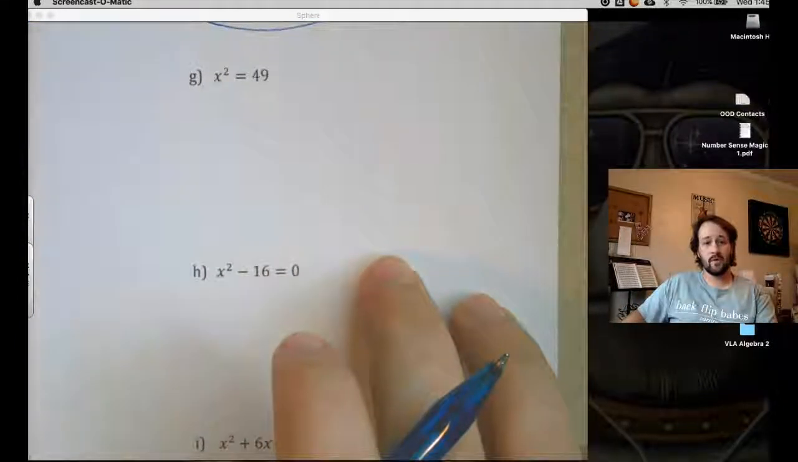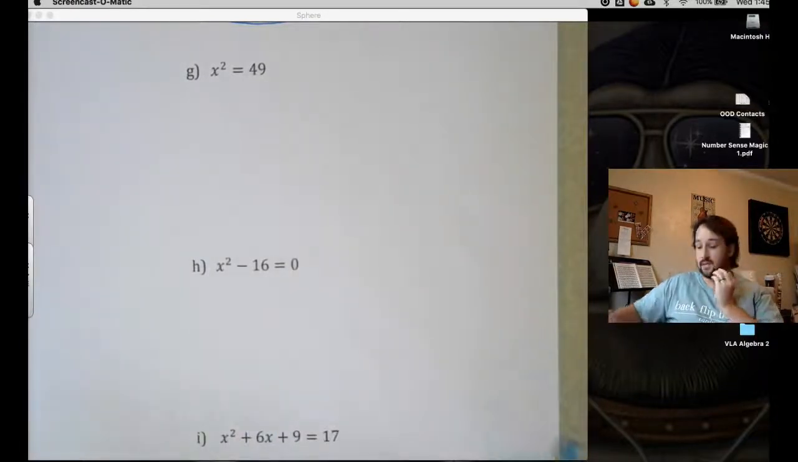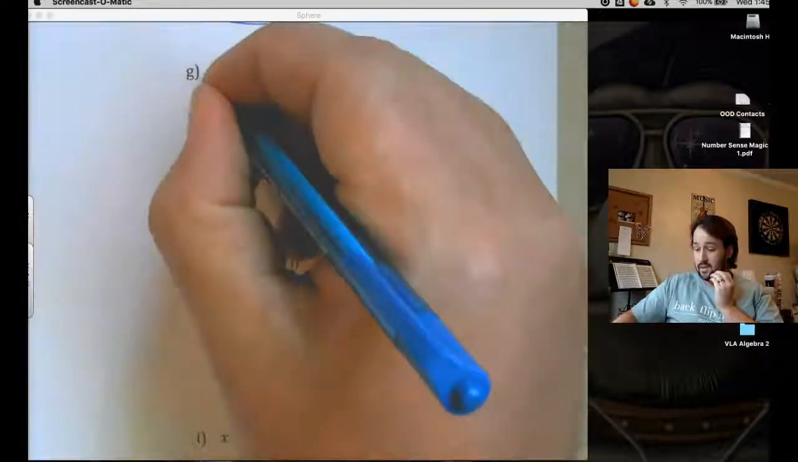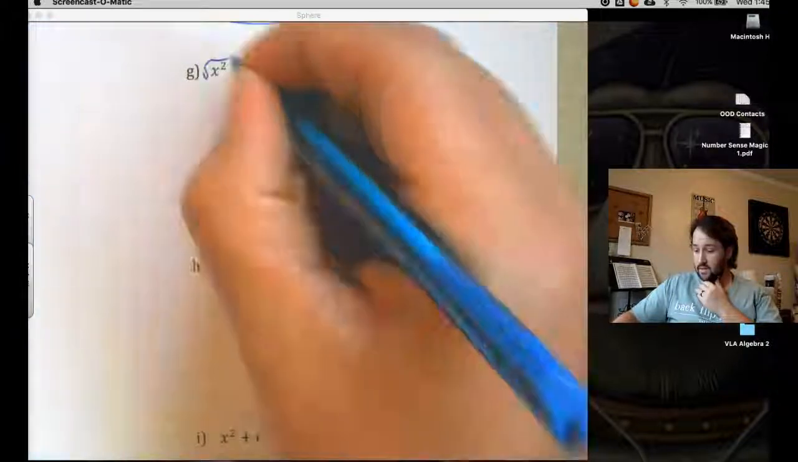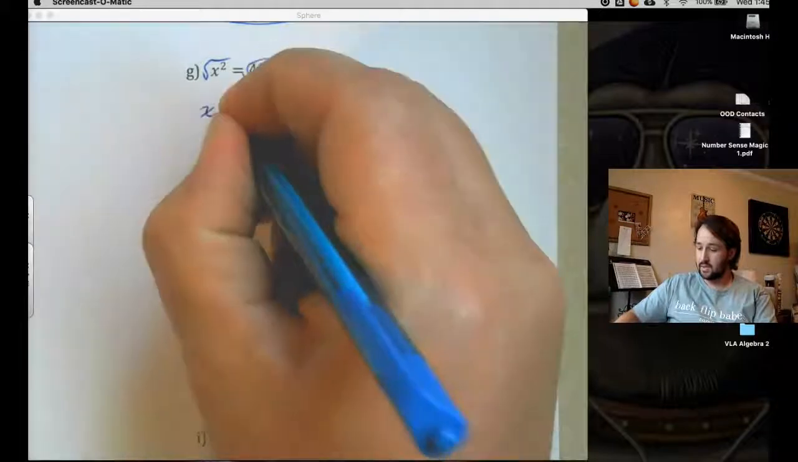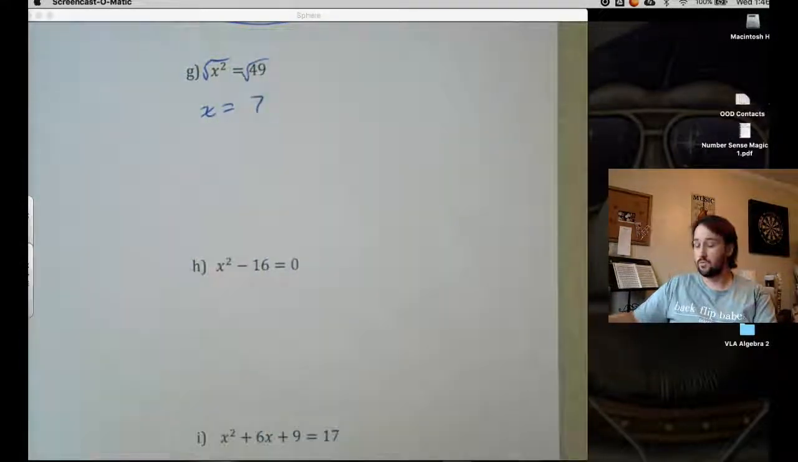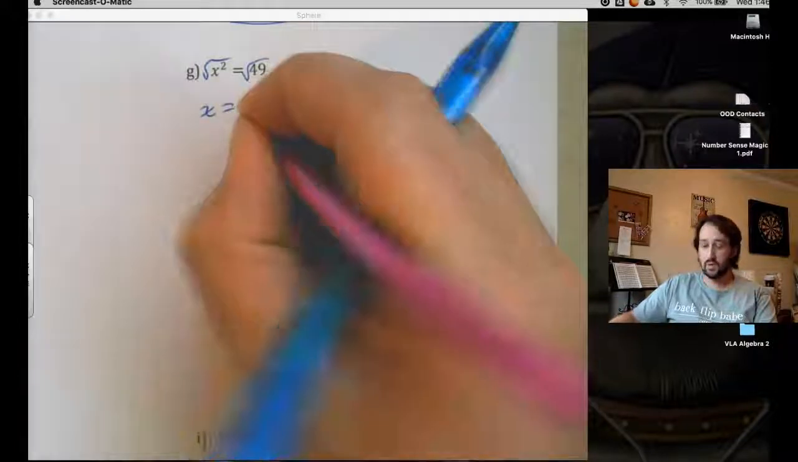All right, here's one. Notice we don't have an x term, so here's one where it's going to be kind of cool to take the square root of both sides. So to get rid of this square, if I take the square root of both sides altogether, this will come out as x equals 7. Now something important, whenever you take the square root, you need to have a plus or minus with that.